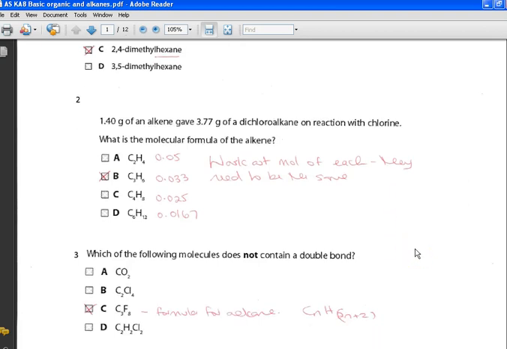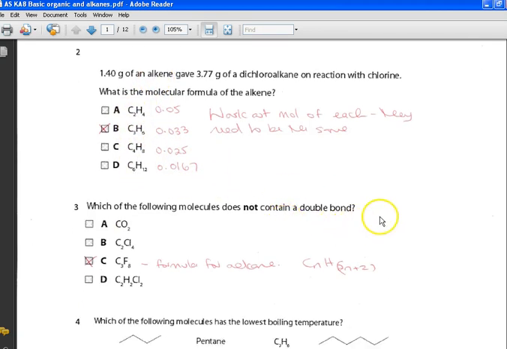Question 2, this one, quite a lot of work really for 1 mark. If it was me, I would pass over this and come back to it, because you really need to look at the moles and then work out which one's got the same number of moles. It's a ratio of 1 to 1. So you add your chlorine to your alkene, any of these, and work out the moles.